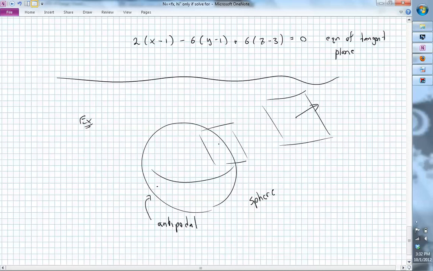So there's a point here where the normal vector is parallel, and there's one back here where the normal vector is parallel. So you can answer questions like that. There's an exercise in the book that goes through that kind of thing.